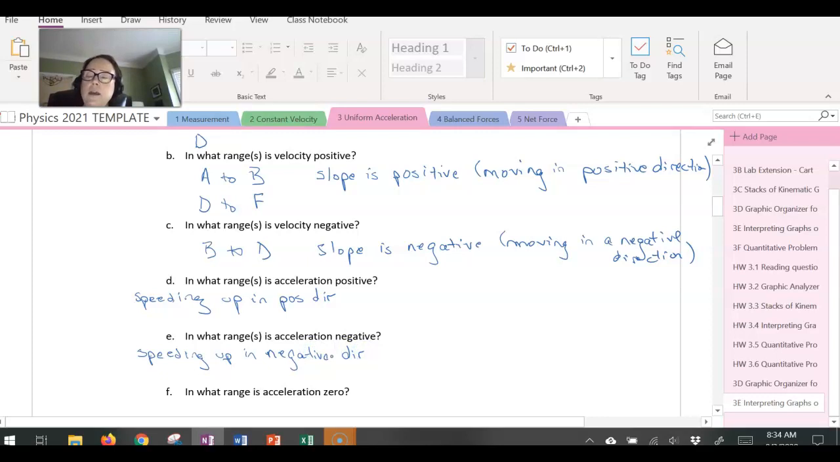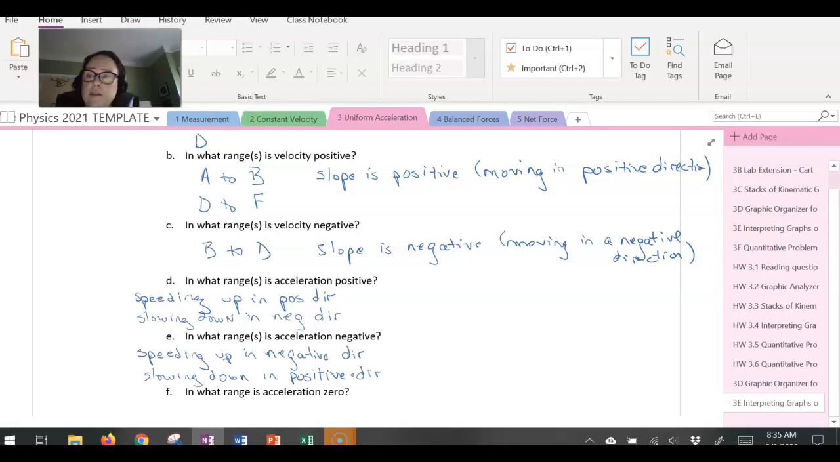And then we know that if the object is slowing down, acceleration points in the opposite direction as velocity. So if it were slowing down in the negative direction, velocity would be negative, but acceleration would be positive. And if it were slowing down in the positive direction, velocity would be positive, but acceleration would be negative. So we have to look at our position versus time graph and look for these situations happening.